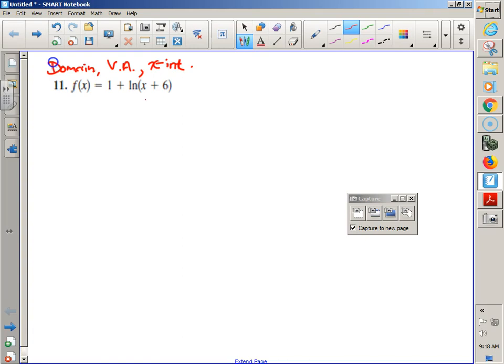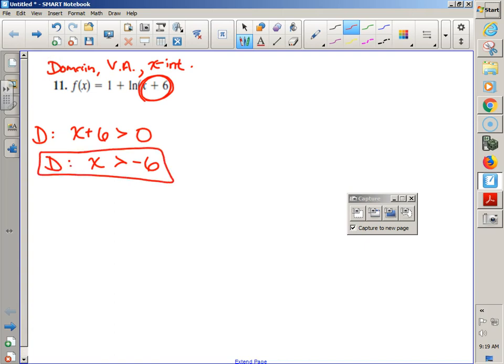So for ln, domain problems up there on the board. Whatever is inside the log, remember ln's are logs, we take whatever is inside and set it greater than 0. That's how we always find the domain of logarithms. So pretty quickly we get x is greater than -6. That's the domain. But this also points us to the vertical asymptote, because the vertical asymptote, kiddos, is going to be the boundary of the logarithm.